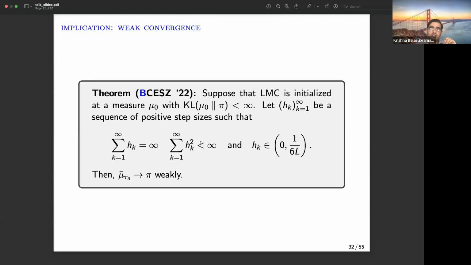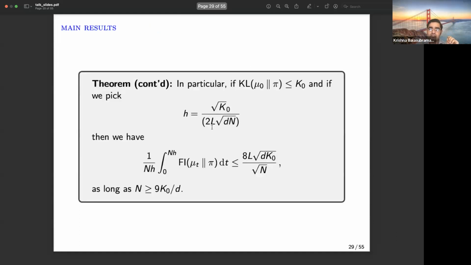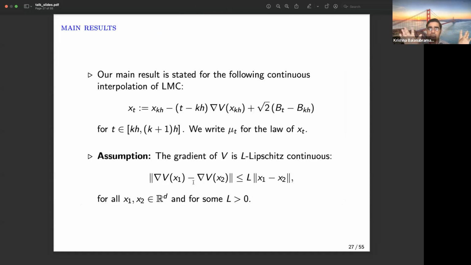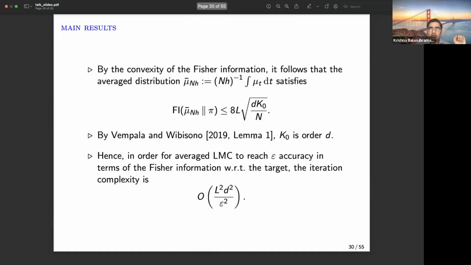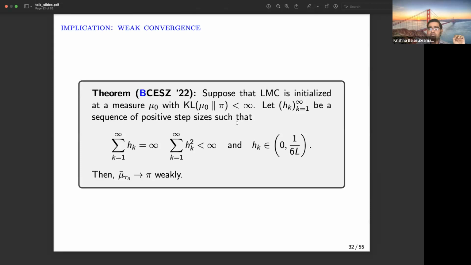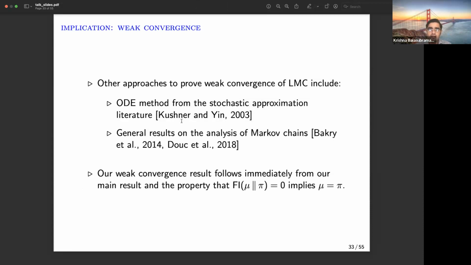But using this technique, we can immediately guarantee that as long as your potential satisfies only this assumption, there is no Lyapunov type of condition. As long as you have this type of assumption, you also get weak convergence if you pick your step size sequence in this order. So you can have weak convergence results immediately, right? Other approaches, as I said, if you open any of these Markov chain books, you will find half a page of conditions. We don't need any such condition. That's one advantage of having this optimization viewpoint.